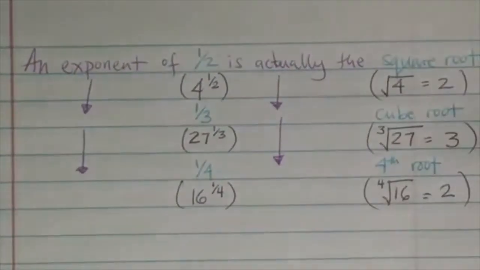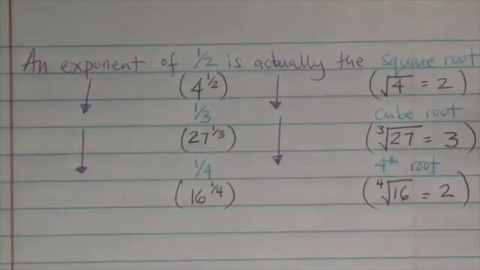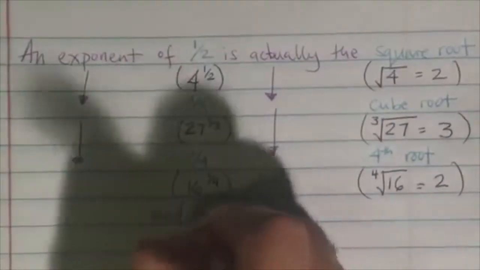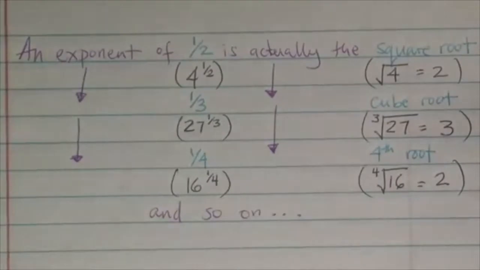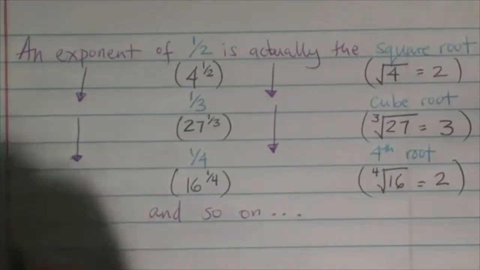So that's all exponents with fractions are: what number multiplied by itself however many times is equal to the number inside. So and so on. Alright, so let's take a look at some examples. Number 1, what is 125 to the 1/3, the cube root?